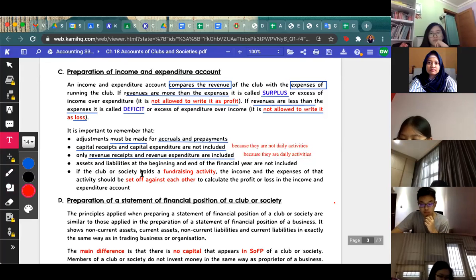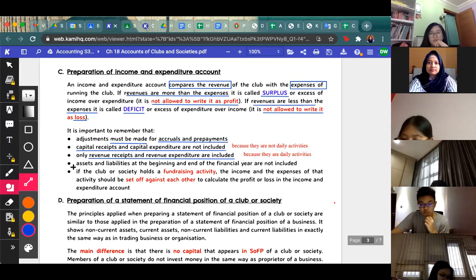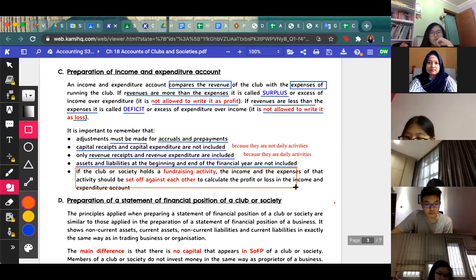Now, assets and liabilities at the beginning and end of the financial year are also not included, because assets and liabilities are usually for the statement of financial position. If the club or society holds a fundraising activity, the income and the expenses of that activity should be set off against each other to calculate the profit or loss in the income and expenditure account. Now I want you to look at this part especially, yeah.